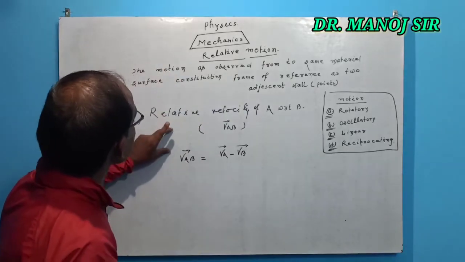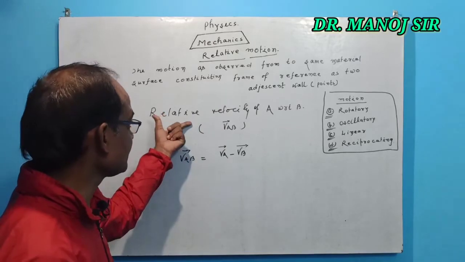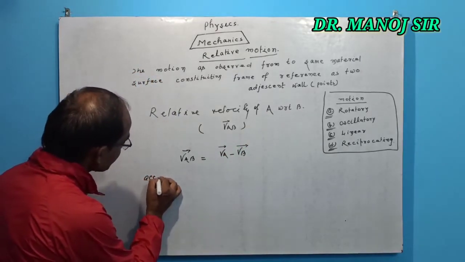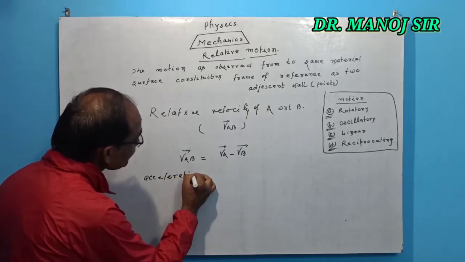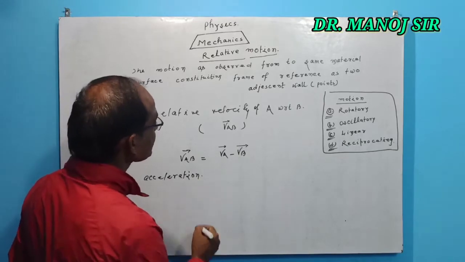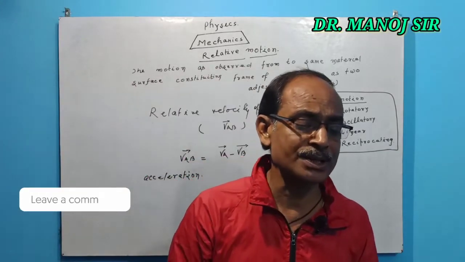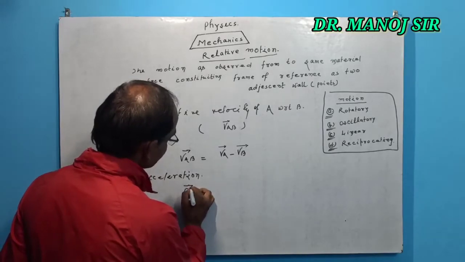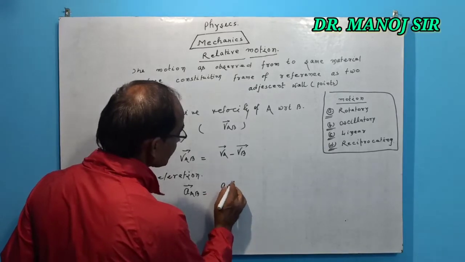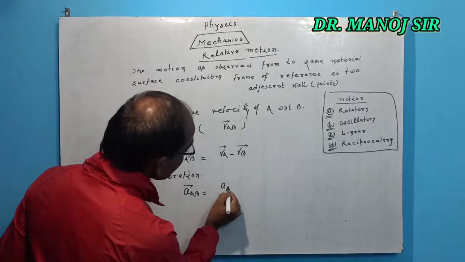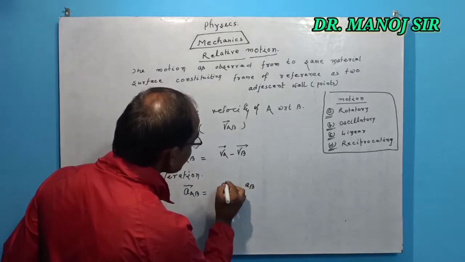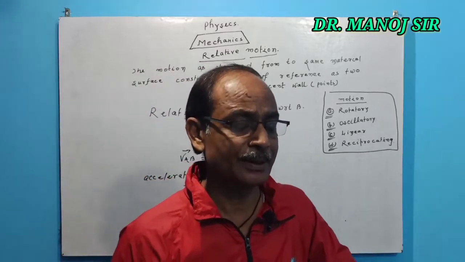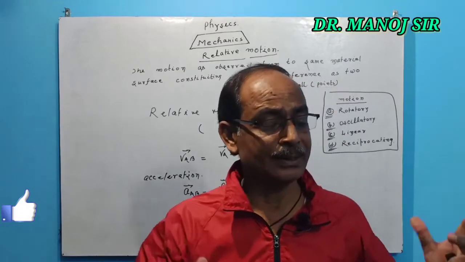Similarly, the relative acceleration of A with respect to B may be written as per the notation of acceleration: A_AB equals acceleration of A minus acceleration of B. That is the relative acceleration of two bodies at a distinct point but in a direction.